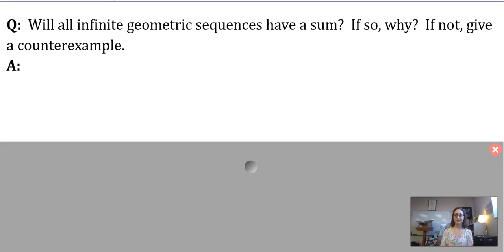Now, do you think that all infinite geometric sequences have a sum? And if so, why? If not, can you give a counterexample? So what do you think? Do they all have a sum? They don't, right? Like let's take, instead of multiplying by 1/2, what if we double? So 1, 2, 4, 8. If I take the sum of this sequence, this is going to diverge, right? It's not going to hit a certain limit.